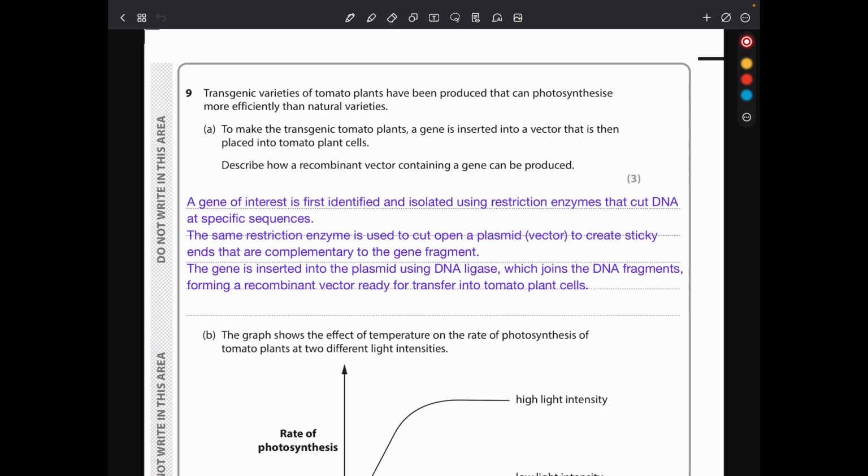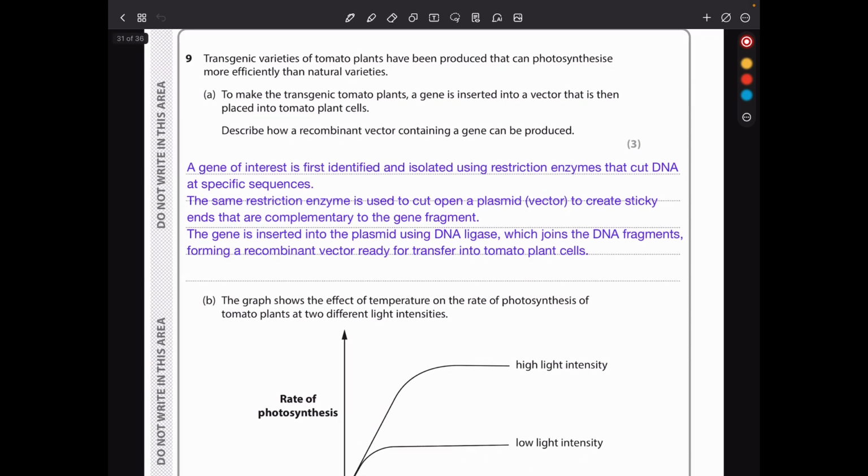Next, they say transgenic varieties of tomato plants have been produced that can photosynthesize more efficiently than natural varieties. To make the transgenic tomato plants, a gene is inserted into a vector that is then placed into tomato plant cells. Describe how a recombinant vector containing a gene can be produced.